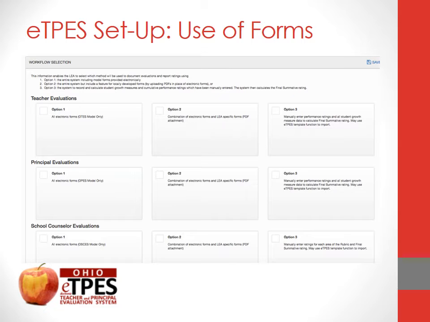Regarding the use of forms in eTPES, there are three options. Option 1 is where the district would be only using state or ODE forms. Option 2 would be where the district would use a combination of state and local forms. And finally, option 3 would be where the district would be entering the ratings and student growth measures or metrics of student outcomes data.